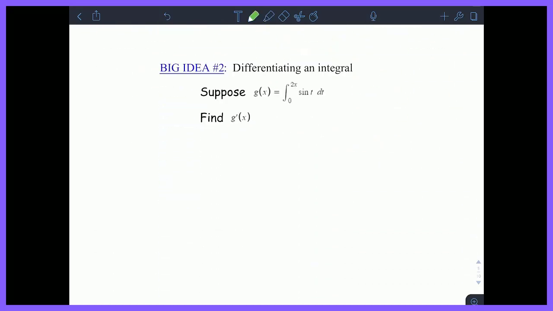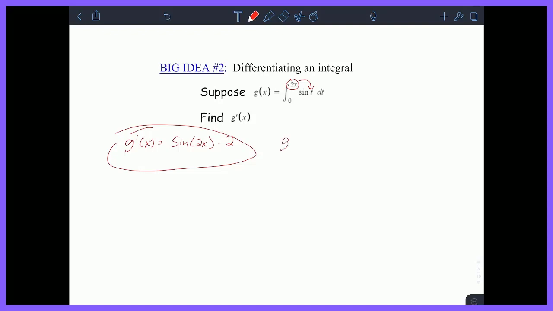Okay, second big topic is a little bit easier to understand, and that's just how to take the derivative of an integral, and you just use the fundamental theorem of calculus part 1. So it says to take your function, take the upper bound, plug it into the function, so g prime x is going to be sine of 2x multiplied by the derivative of the upper bound, which is just simply 2. So the answer of the derivative is sine 2x times 2. Let me prove it to you using the fundamental theorem of calculus part 2.